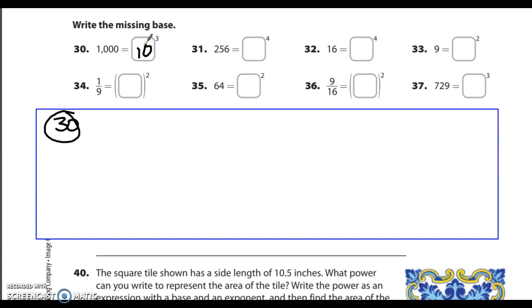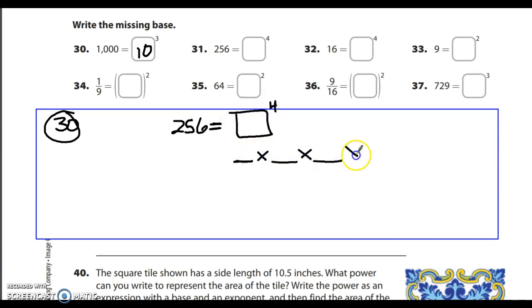How about 256? 256 equals something to the 4th power. To the 4th power means something times itself 4 times.